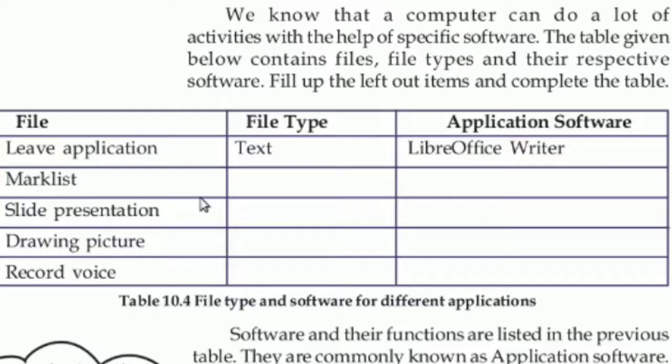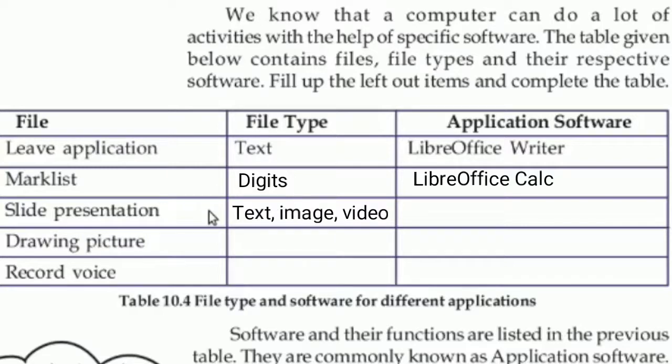Second one is mark list. In a mark list we have numbers, so the file type is digit or numbers, and the application software used to prepare it is LibreOffice Calc, which is used for data analysis. We also have other applications like Microsoft Excel. Next is slide presentation. In a slide we can see text, images, videos, etc. So the file type is text, images, videos, and the application software used to prepare it is LibreOffice Impress. We also have MS PowerPoint.